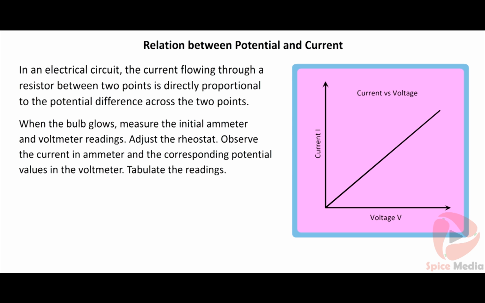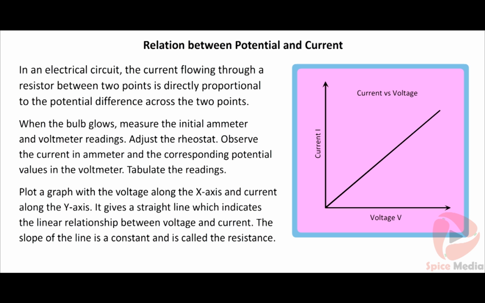Now observe the corresponding voltage values in the voltmeter and tabulate the readings. From the observed readings, plot a graph with the voltage along the x-axis and current along the y-axis. It gives you a straight line which indicates the linear relationship between voltage and current. The slope of the line is a constant and is called the resistance.